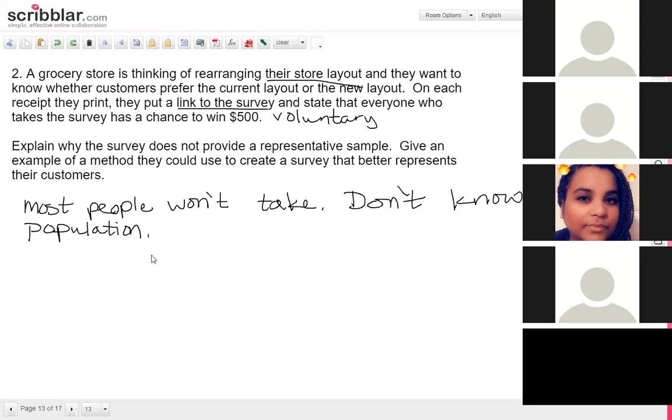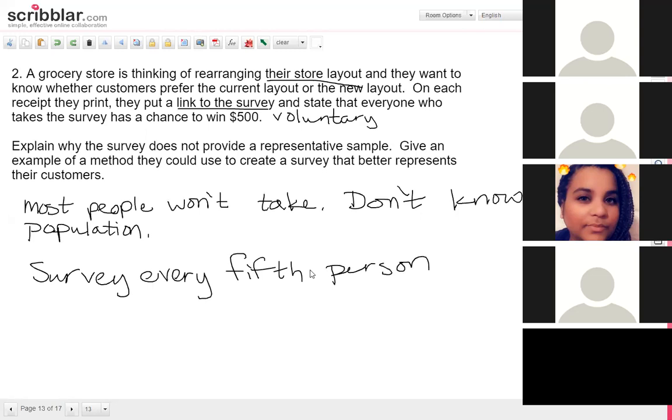So it's best to pick a random number and say, I'm going to survey every 5th person, or every 4th person, or 10th person who comes into the store. Since we're trying to figure out for this specific store, we want to survey the people who are coming to shop at this store.